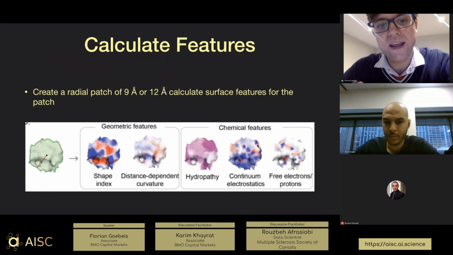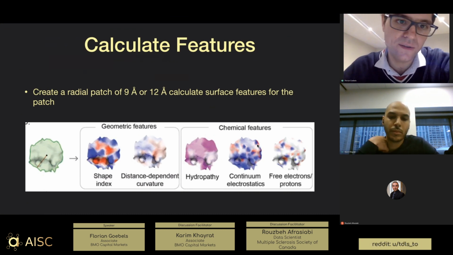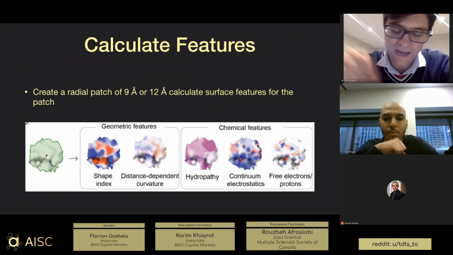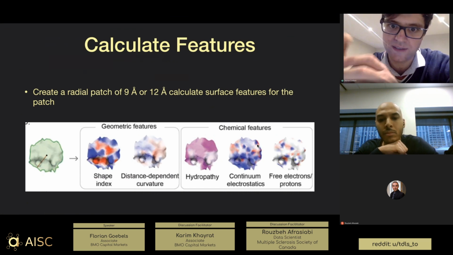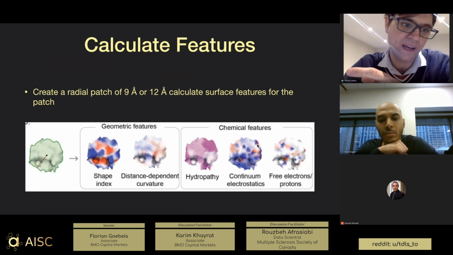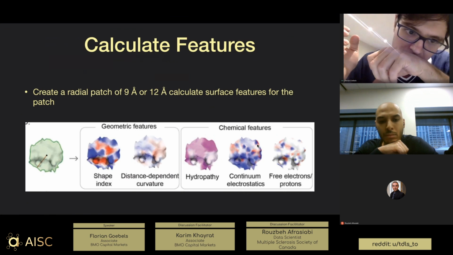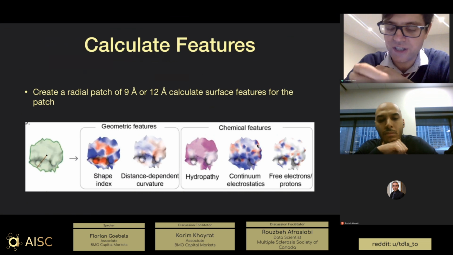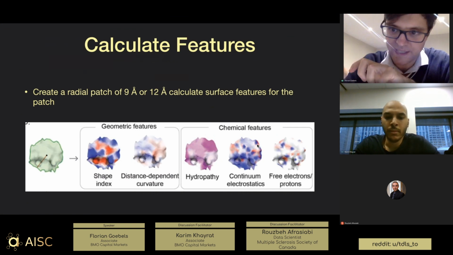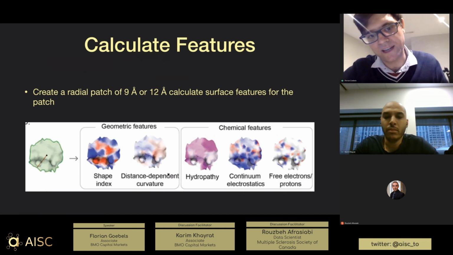And they create these patches for each surface. They take every node of the mesh, and then they take a 9 or 12 angstrom circle on top, a geodesic distance on top of the patch. So if it's weirdly shaped, you have to take this into account. Each mesh node in that patch is in the neighborhood of the center node of the patch. So you have here this black dot on the left side in a green circle.